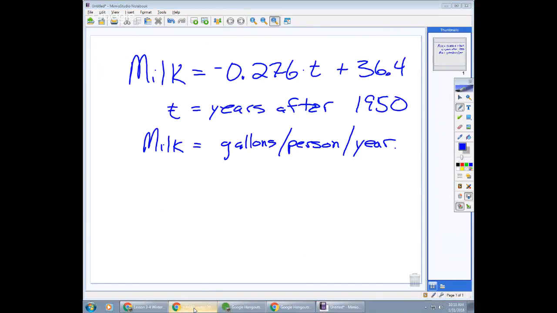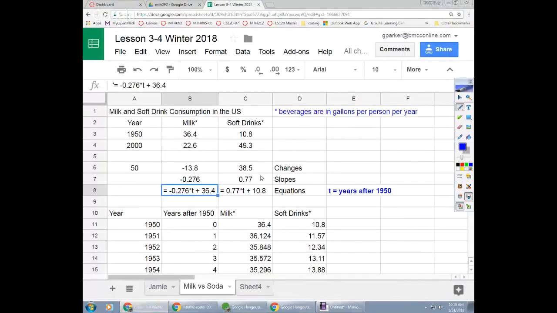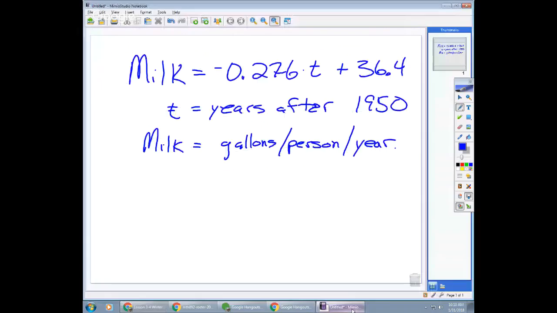So I calculated yesterday, for the soda, the slope was 0.77. What does that 0.77 mean for the soft drinks? 0.77 what? So that's slope. What does the slope mean here?